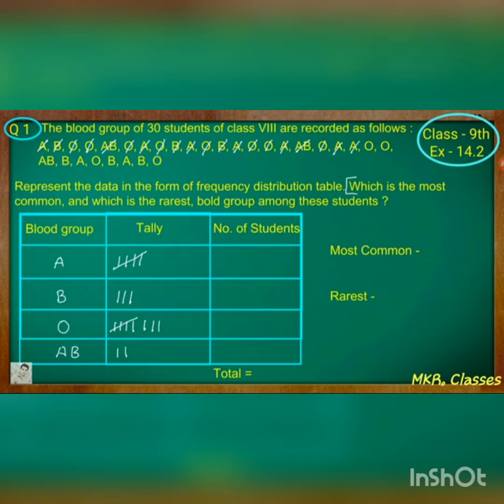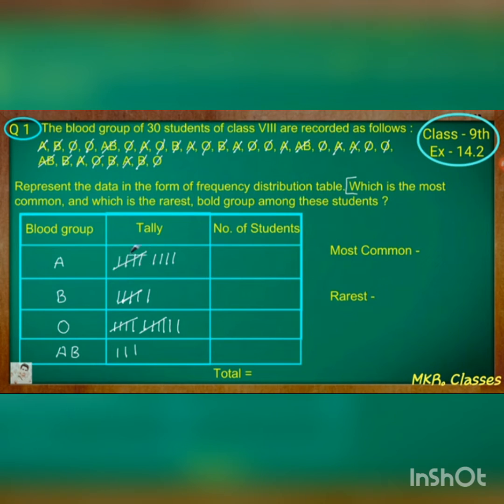By this method we will not make any mistake, and we do not leave out any reading. So one by one we will cancel and accordingly put the tally marks wherever it is applicable. The last ones are B and O. With this we finish the tally marks of our frequency distribution table.